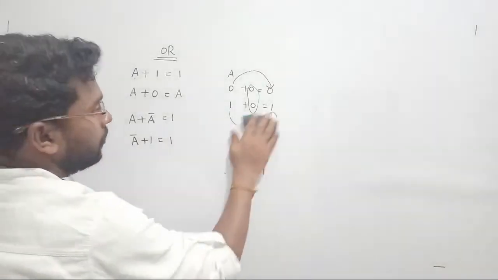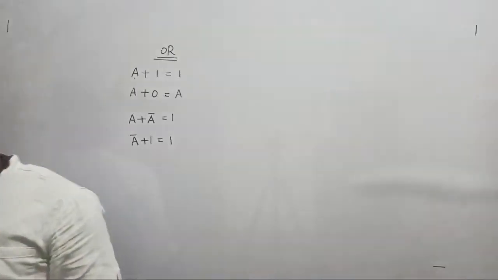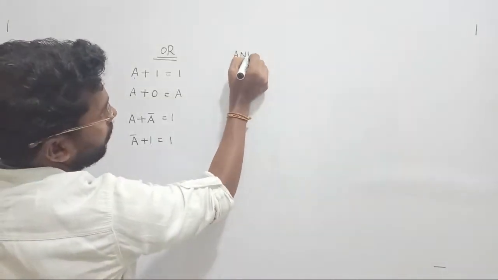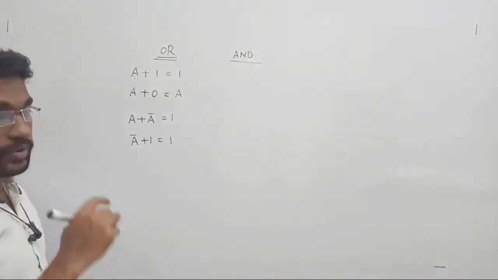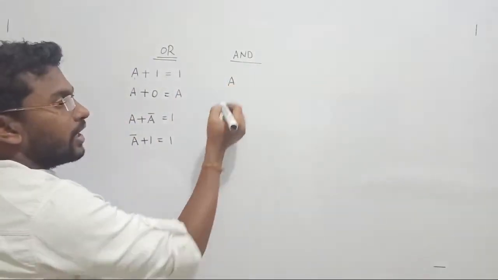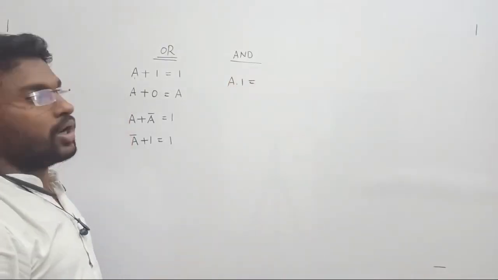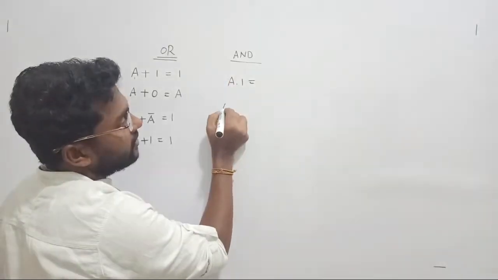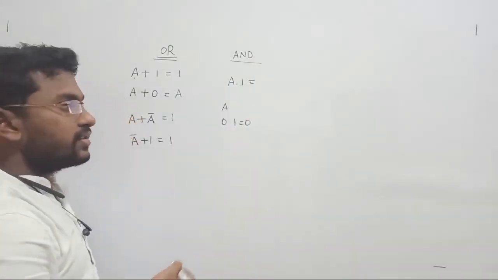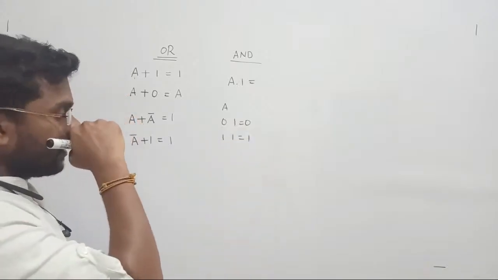Same thing we have to observe in case of AND also, right? In case of AND, I have A once again and I am multiplying it by 1. What do I get? A dot 1 is equal to what? See, suppose A is 0, then 0 dot 1 will be equal to 0. Suppose A is 1, then 1 dot 1 will be equal to 1. Right? So what is the conclusion here?